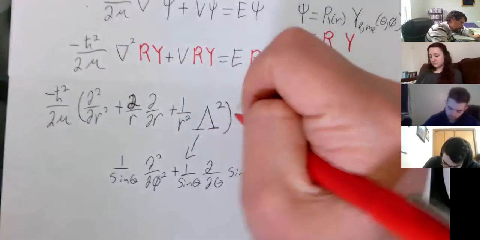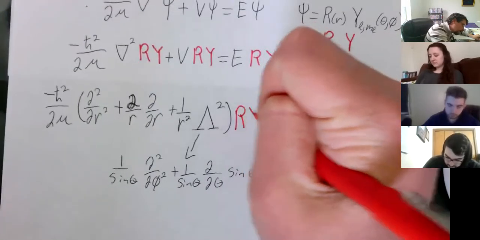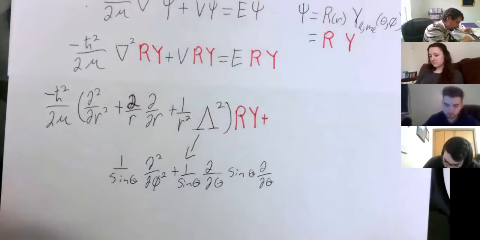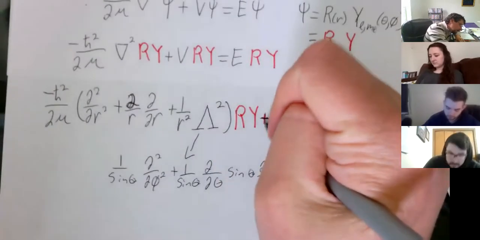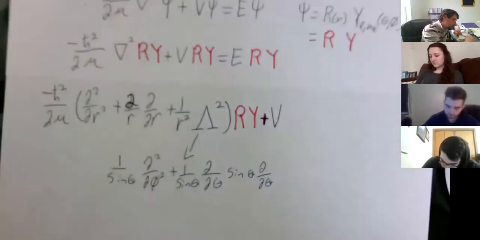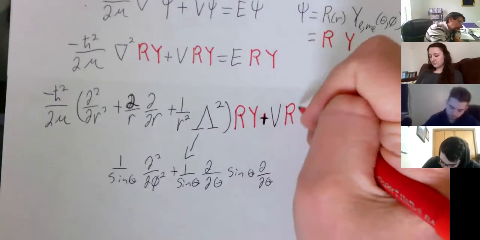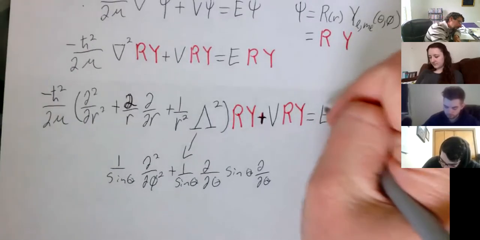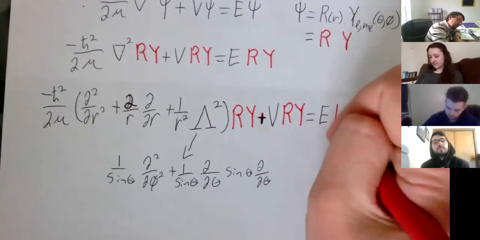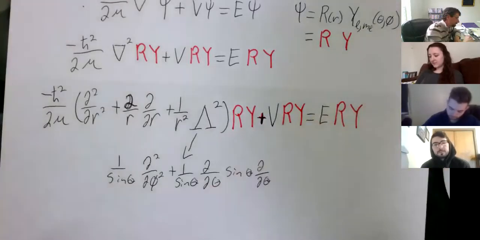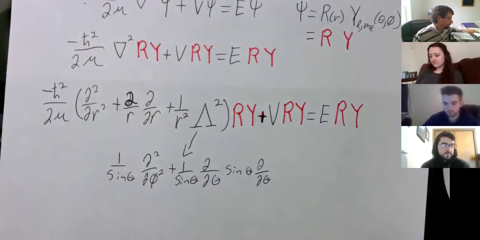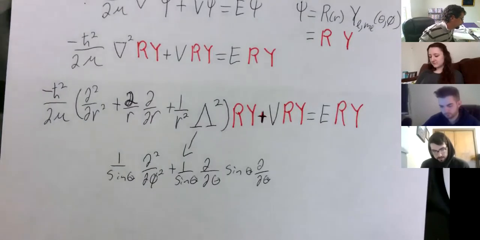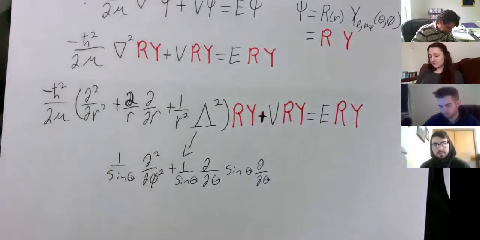Okay, then we have ry plus V ry is equal to E ry. Okay, what can we do next?